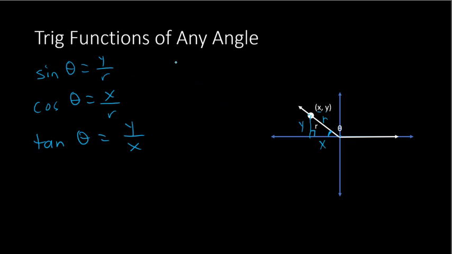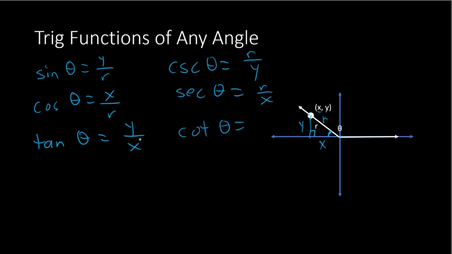The inverse of sine would be cosecant. So instead of y over r, we have r over y. The inverse of cosine is secant. So instead of x over r, we have r over x. And the inverse of tangent is cotangent. And instead of y over x, we now have x over y.